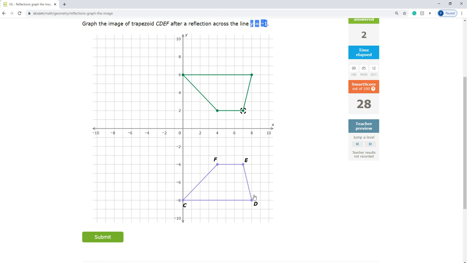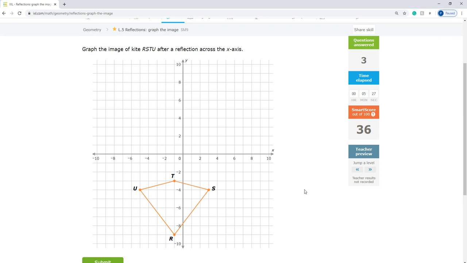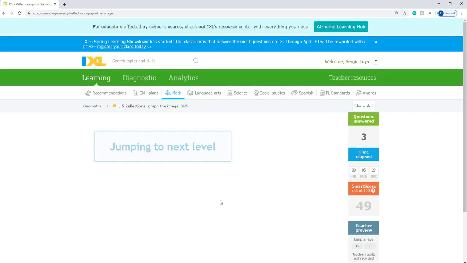I shouldn't have gone from D to F, because if I did, it would just kind of look like a big zigzag. You're supposed to kind of go in the same order around and not just jump around from random points to random points. So hopefully that's right. There we go. This one wants you to do it across the x-axis. Let's see what happens if I jump a level.